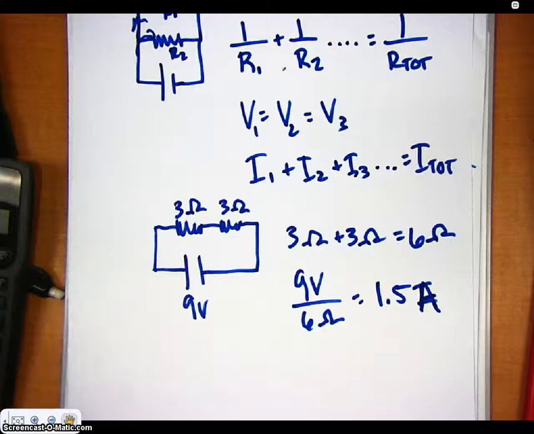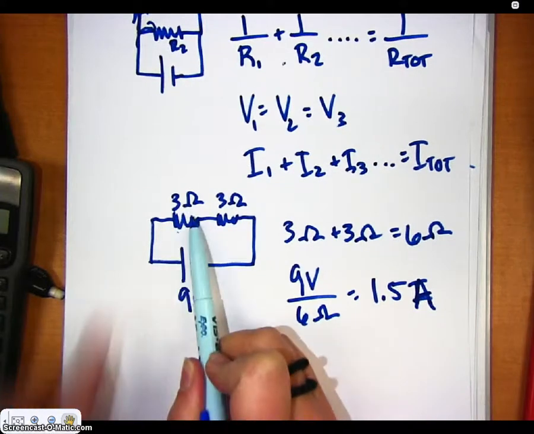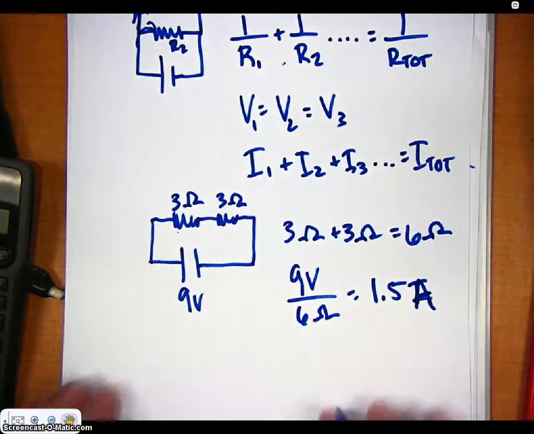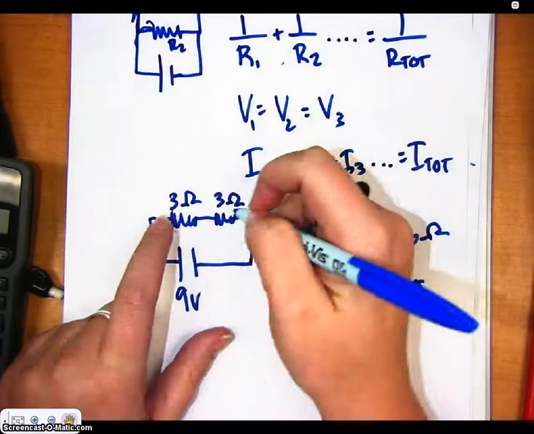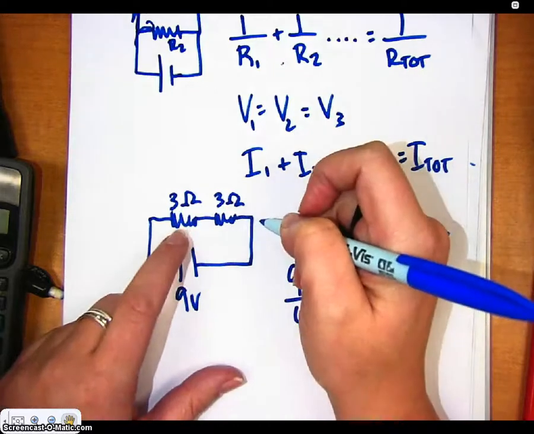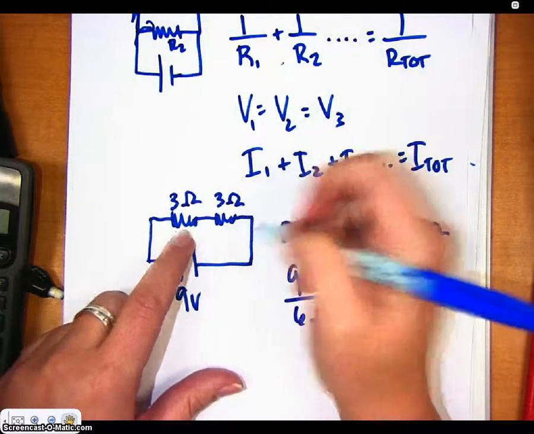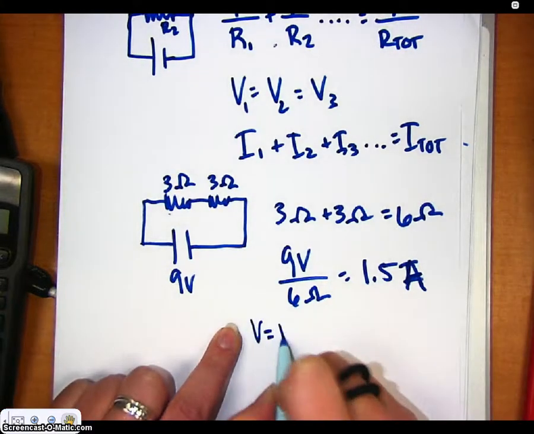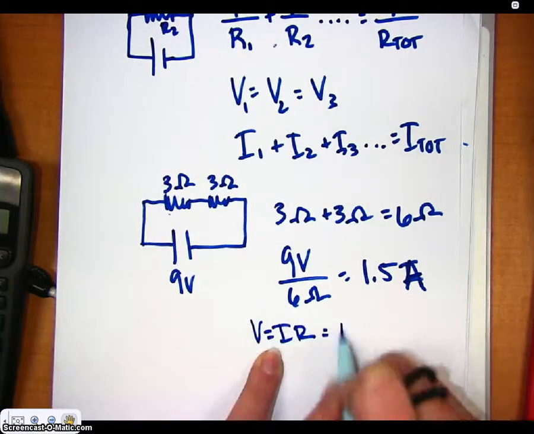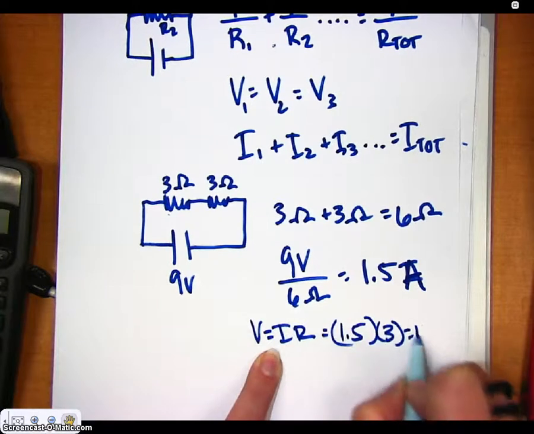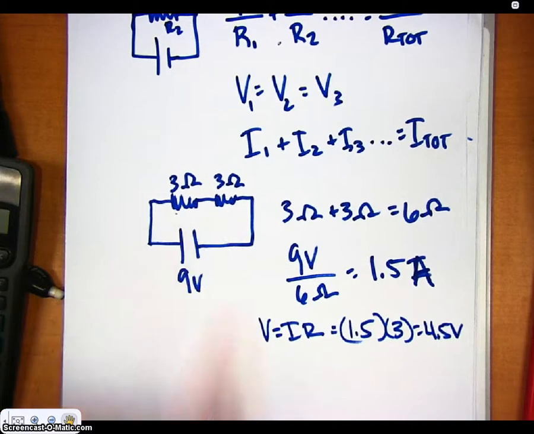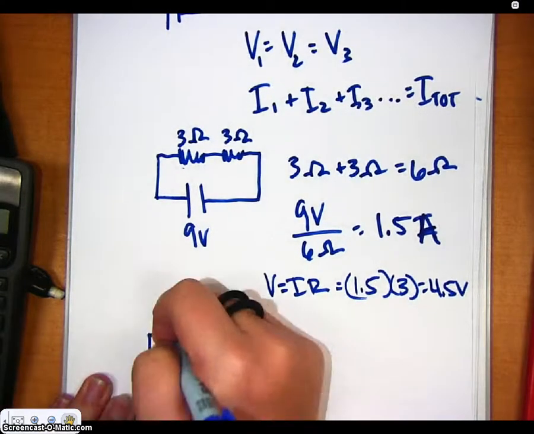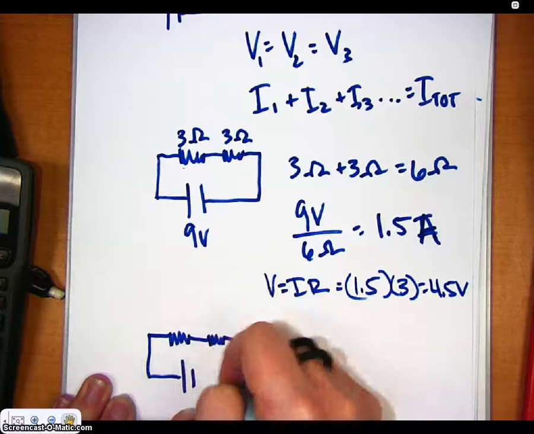Okay, now let's see what voltage is used up there, and what voltage is used up there. Now it should be pretty obvious that they both have the same resistance. They have to share the voltage. They would share it evenly, so they would each get half. So this one will get 4.5, and this one will get 4.5. Well, let's just do it mathematically. Remember, voltage equals IR. So I would take 1.5 times 3, and that would give me 4.5 volts at each resistor.